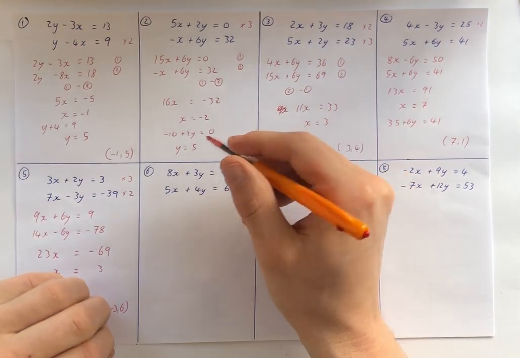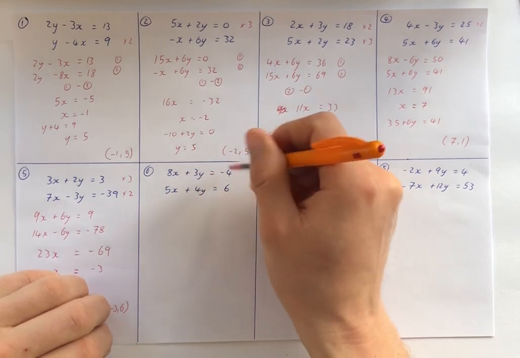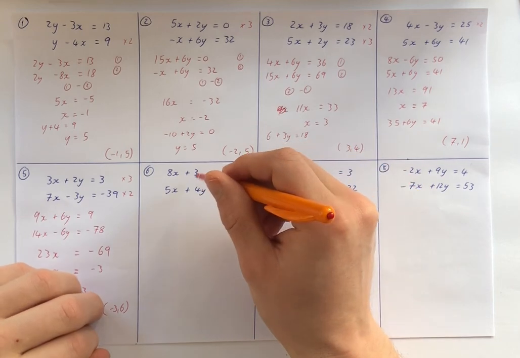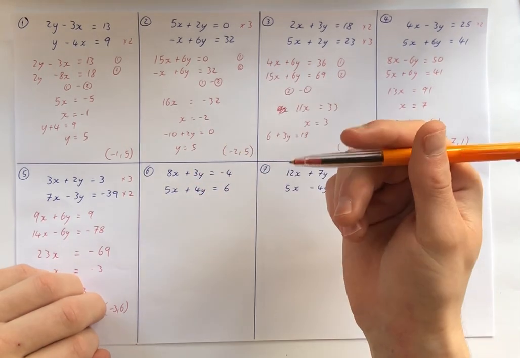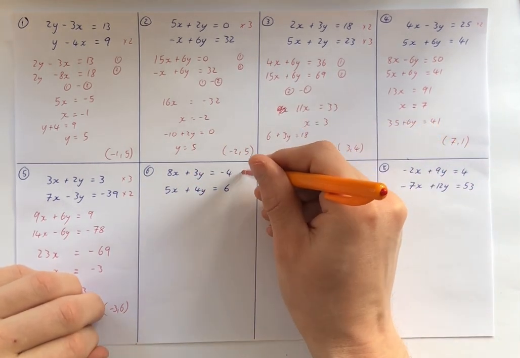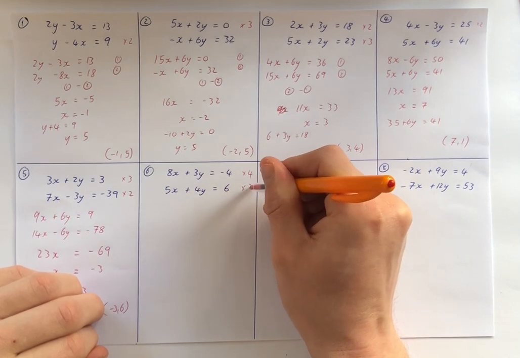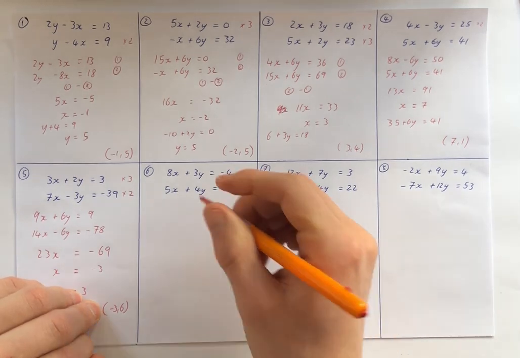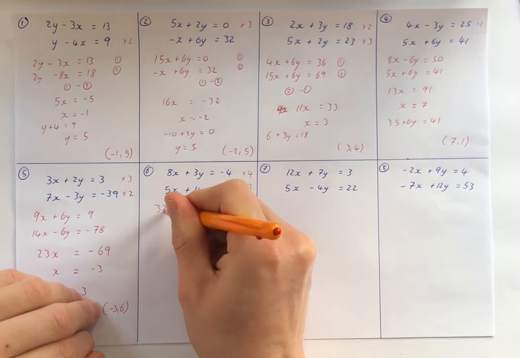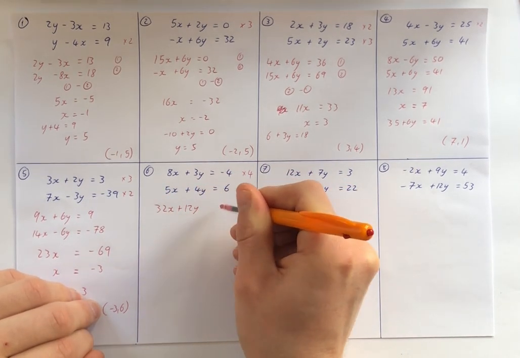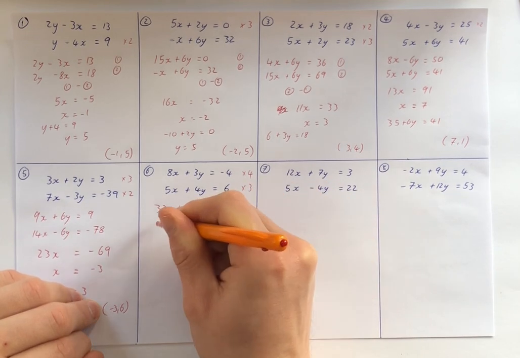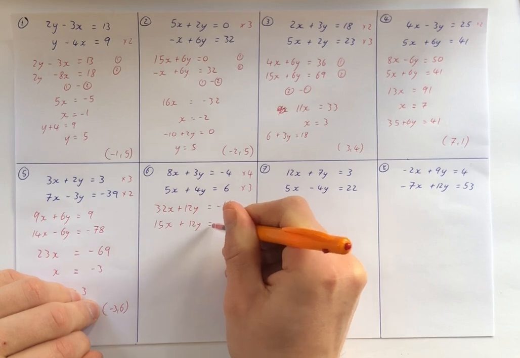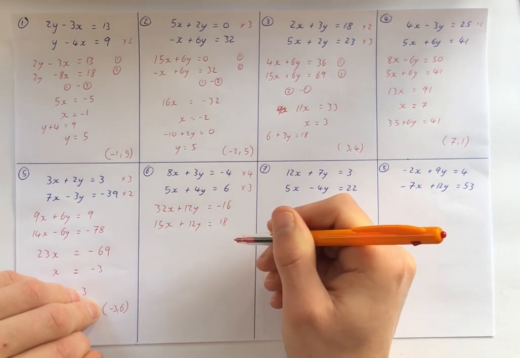Okay. We're going to have to adjust both of these equations. We can't get 5 to 8 easily, and we can't get 3 and 4 to be the other number easily. I'm just going to multiply this first one by 4 and this one by 3. It's going to make both the coefficients on the y 12. So 32x plus 12y equals negative 16. 15x plus 12y equals 18.